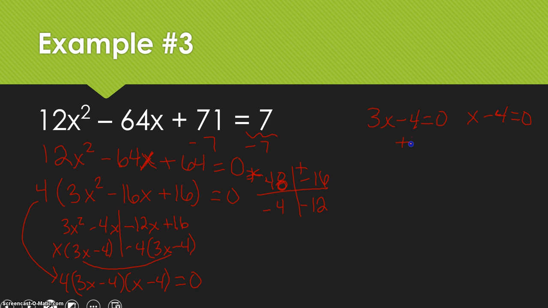So when I add 4 to both sides, I get 3x is equal to 4. Then I divide by 3. So x is equal to 4/3 or 1.3 repeating. Then I add 4 to both sides. And x is equal to 4. So my zeros are at (1.3, 0) and (4, 0).